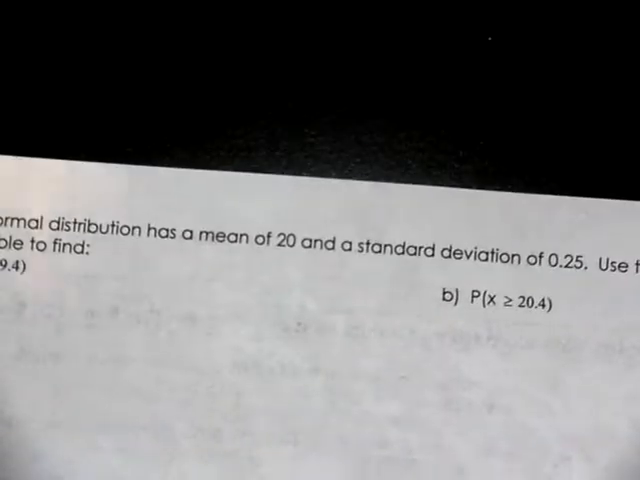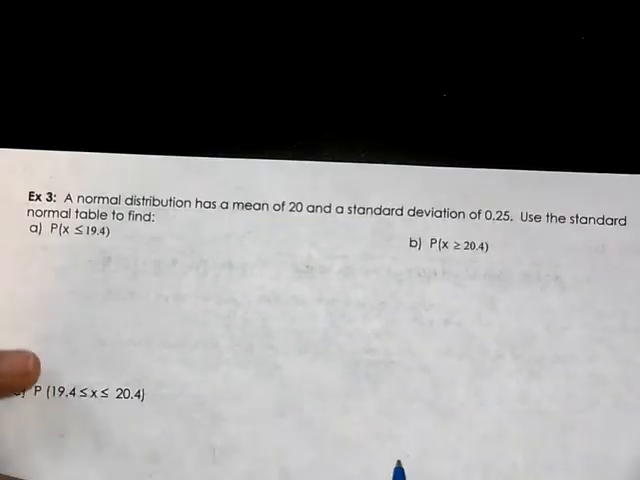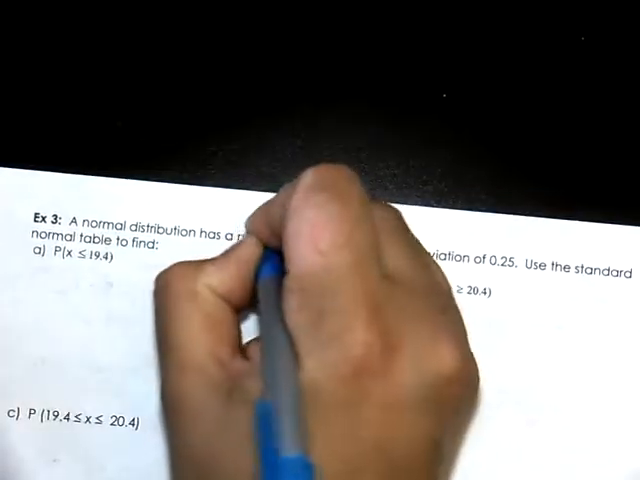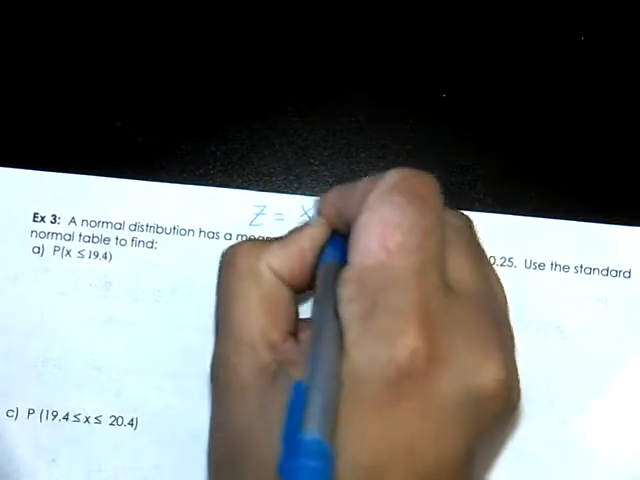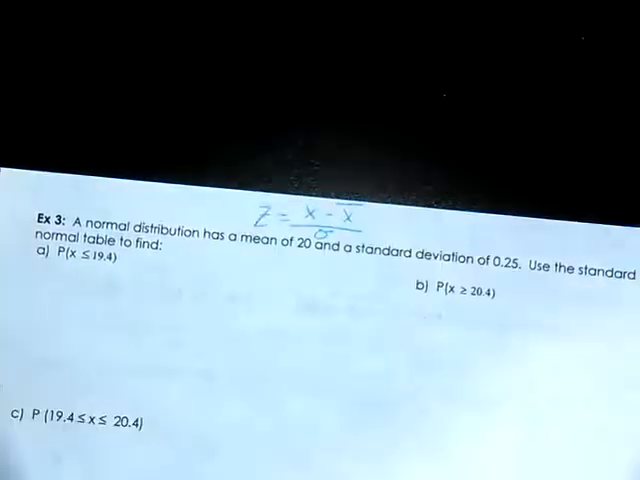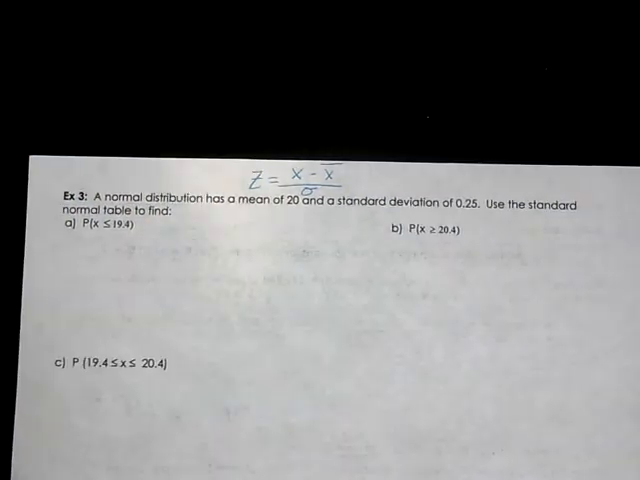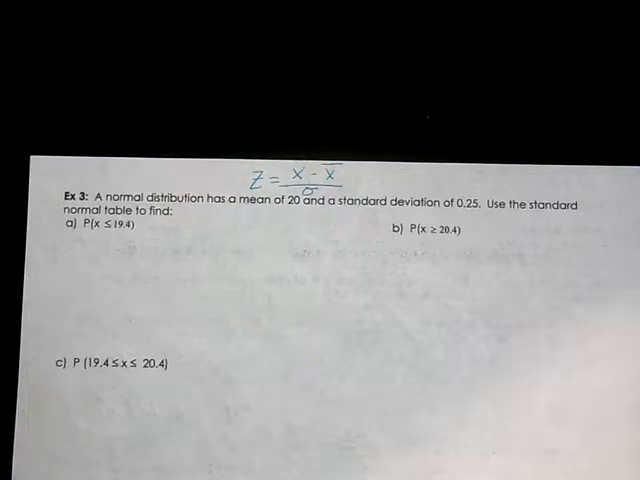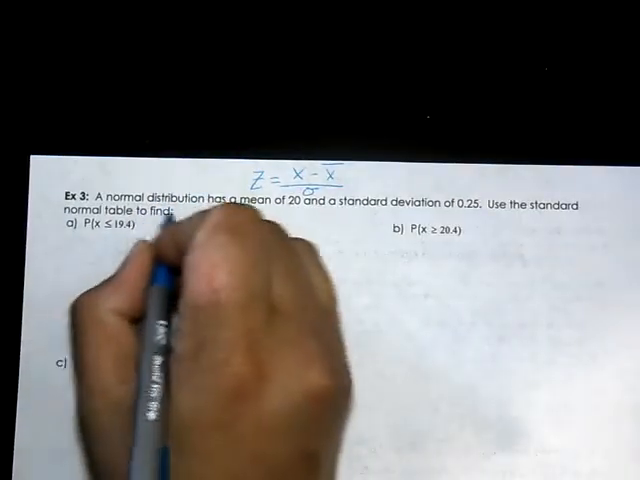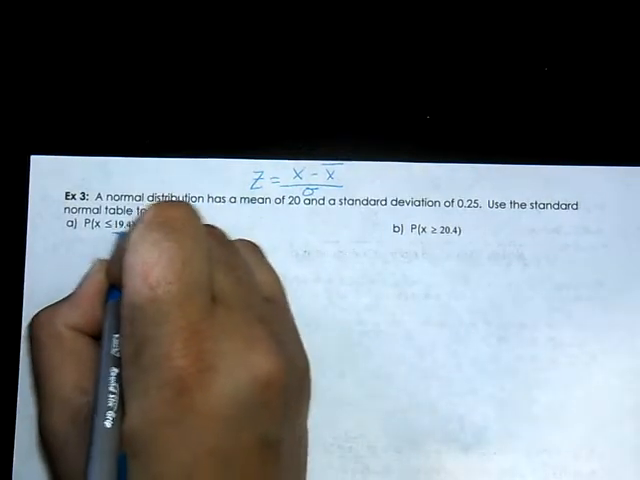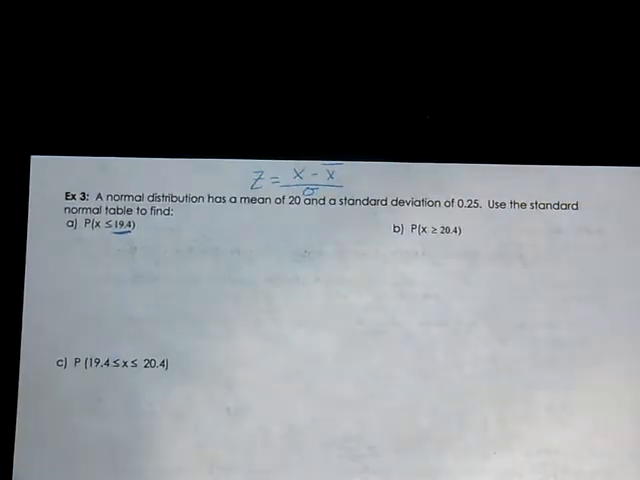All right, so it says a normal distribution has a mean of 20 and a standard deviation of 0.25. So again, use that formula from the front page. I'll write it up here again, x minus x bar over standard deviation. And again, remember, x bar is the mean. So we have here a normal distribution with a mean of 20 and a standard deviation of 0.25. So we would substitute in the x, which is the first one we have, 19.4.